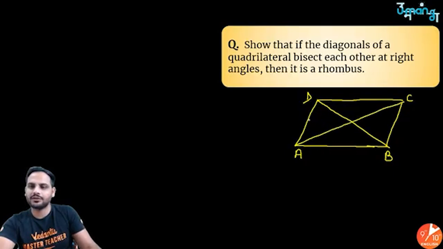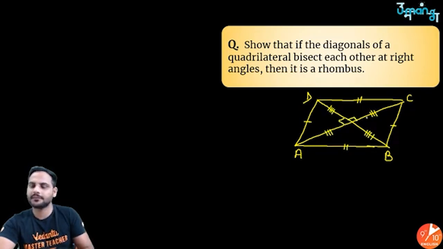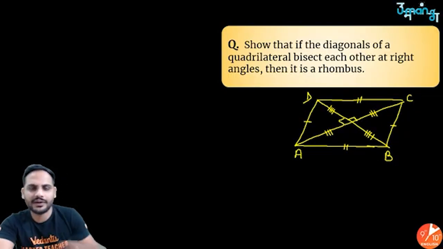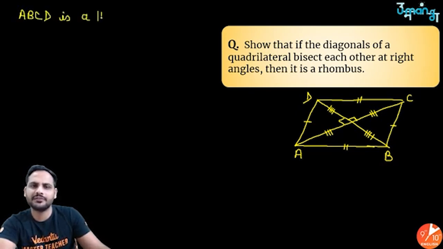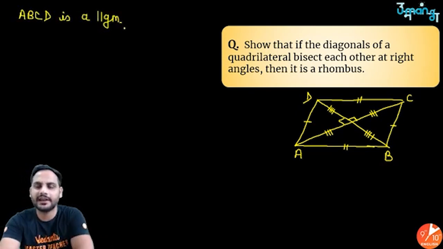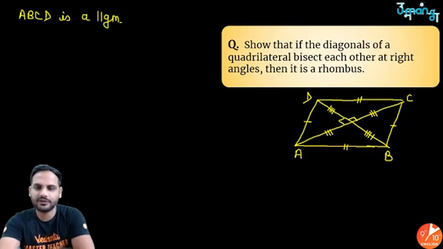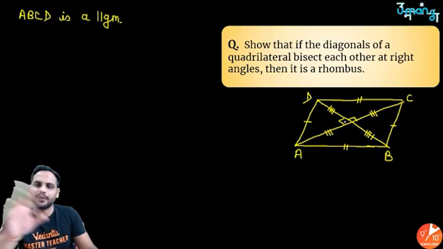Okay, so now I know that opposite sides are equal, and diagonals also bisect each other. It was given to me and the angle here is 90 degrees. So I have got that it is a parallelogram. So now we know that ABCD is a parallelogram. Now I have to prove any one pair of adjacent sides to be equal. So for that what I will do, I will take two adjacent triangles, any two adjacent triangles.